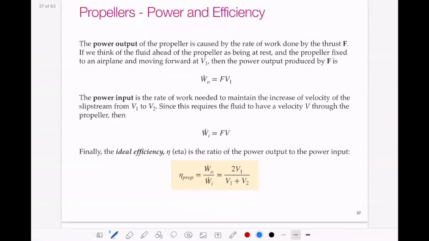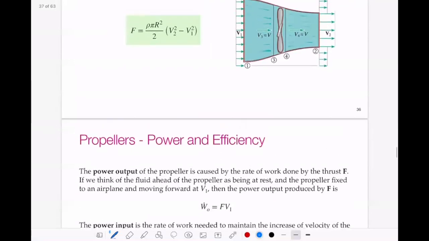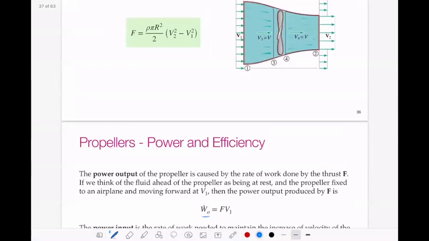Whenever we're talking about forces and harnessing energy from a fluid, typically we're going to be talking about power and efficiency as well. The power output of the propeller is caused by the rate of work done by the thrust. So we can write W dot, which is the rate of work, is equal to the force times the velocity at point 1. If we show that diagram again with this, the power output is equal to force times the velocity at 1.